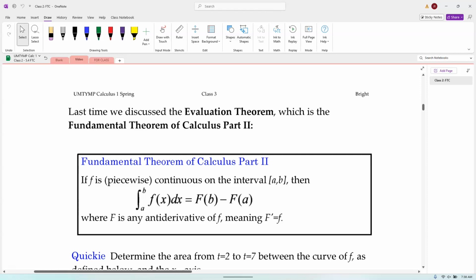We're going to dive right in with the second part. Yes, I know we're going out of order, because we've actually seen the second part of the fundamental theorem of calculus previously under the name of the evaluation theorem. The evaluation theorem says that if f is continuous, and it can be piecewise continuous, on a closed interval, then the definite integral, calculating the area under a function f between endpoints a and b, is just given by capital F of b minus capital F of a, where big F is any antiderivative of little f.